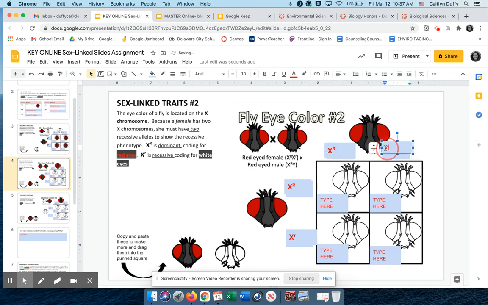All right, so let's go ahead and cross these individuals. These beautiful fruit flies are going to make some babies for us. So this offspring is going to be a female with X big R, X big R. And again, you can just copy and paste those if you'd like. X big R, X big R. This individual is going to be X big R, X little r. This individual is going to be X big R, Y. So that's going to be a male.